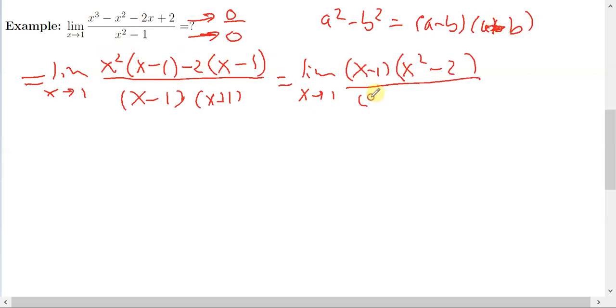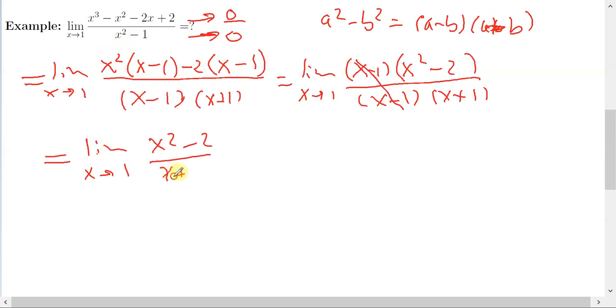So I got that here. None of this changes the limit, certainly, because all I did was rewrite these in equivalent forms. This technically changes the function when I cancel that, but it doesn't change the limit. It changes it now to this new function that doesn't have a hole in it: x squared minus 2 over x plus 1.